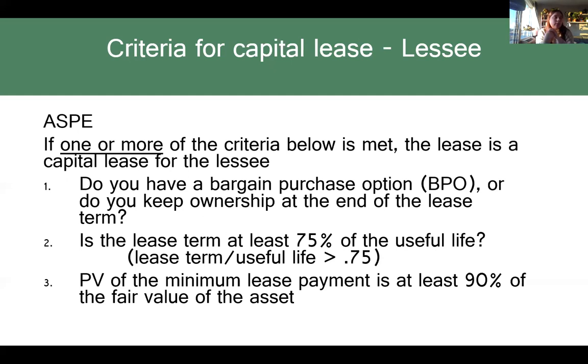Third is the present value of the minimum lease payments. So the payments that they're making every year, well, every term of payment, is it at least 90% of the fair value of the asset when they enter into the agreement? And if the answer is yes, then it's a capital lease. So they could fulfill all three or just one, and it would be a capital lease.